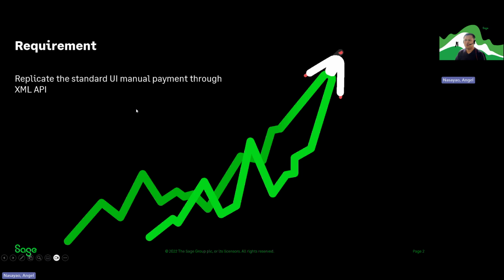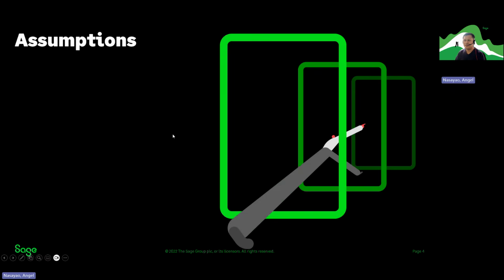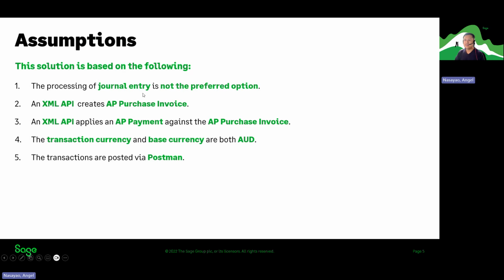As we know with the manual payment in Sage Intacct, it's actually creating two transactions. One is the creation of an AP purchase invoice or AP bill, and applying a payment against that AP bill. This requirement is driven by the fact that maybe journal entry is not an option for them, so they just would like to somehow replicate the manual payment, right? How it's being processed in Intacct, not via journal entry.